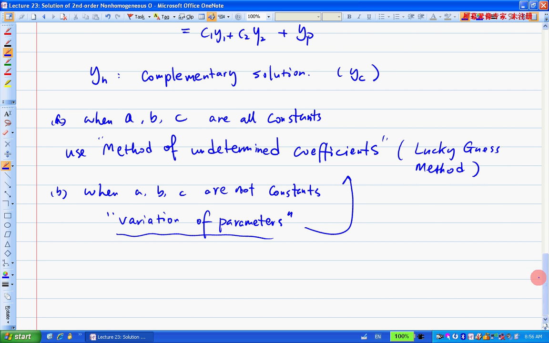This is where the handout comes into play. You're going to take a look at the handouts there.